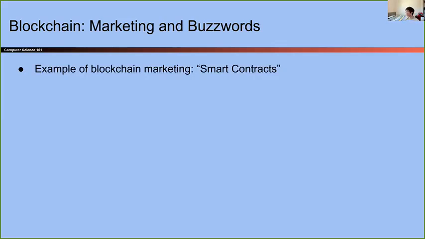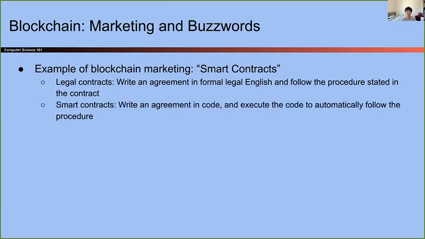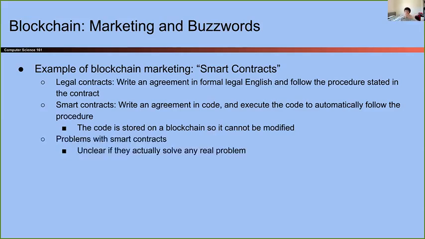There's an idea called smart contracts. This is something that's used in Ethereum. For something like legal contracts, we're following the rules of English and we're writing contracts in the fancy speak that lawyers use that us lay people can't understand anymore. For smart contracts, instead of using English, we write it in code and we execute that code to follow the procedure. And this code is stored in the blockchain, so we can't actually modify it. It's set in stone, basically.